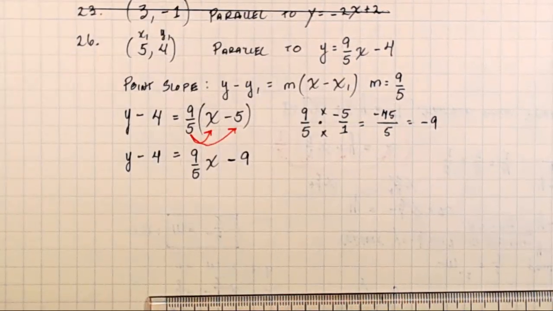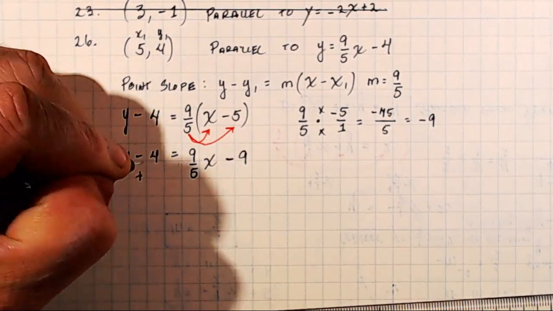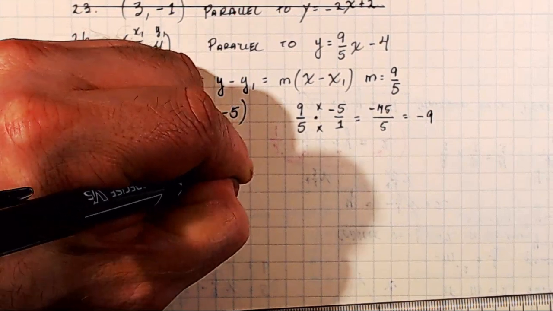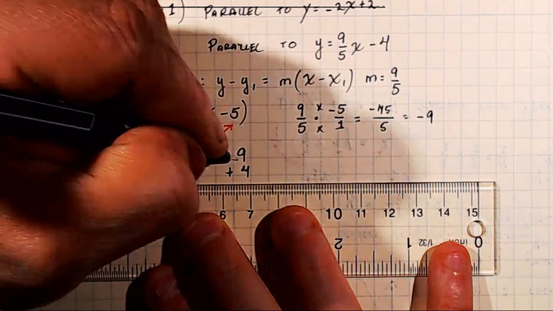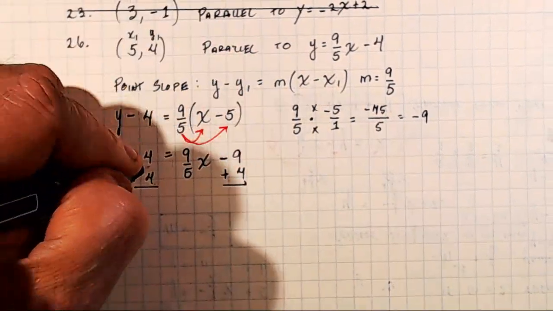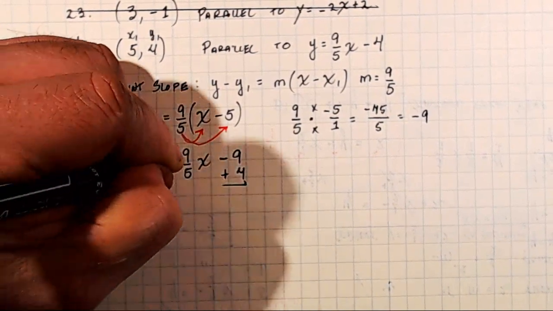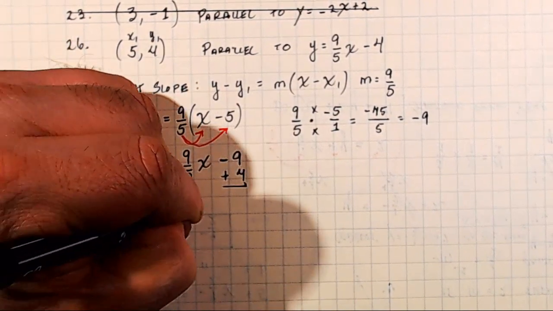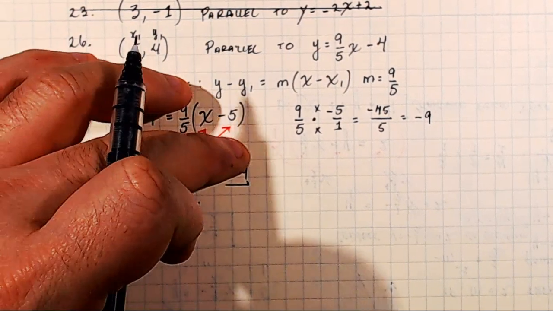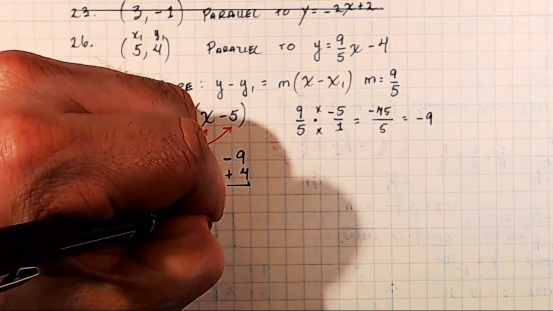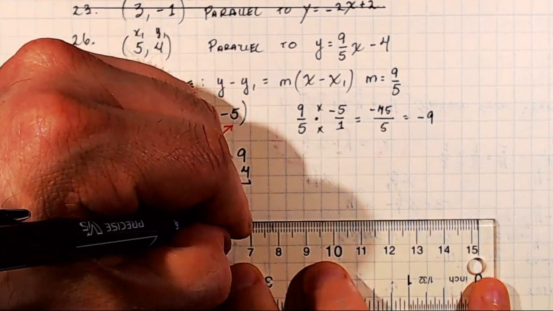Okay, so now I'm focusing in here. I want to get y by itself, so I'll add 4 to both sides. When I add 4 to both sides, on the left side, these cancel out, leaving y by itself. So now y equals 9/5 x, and then I have negative 9 and positive 4. So negative 9 plus 4 equals negative 5. Okay, so now that's our answer.